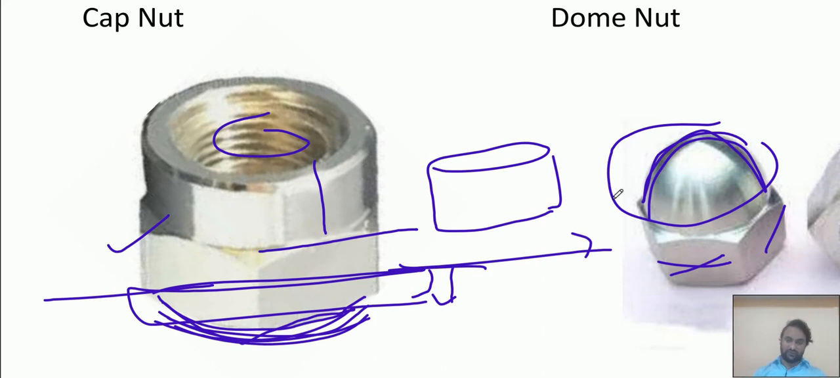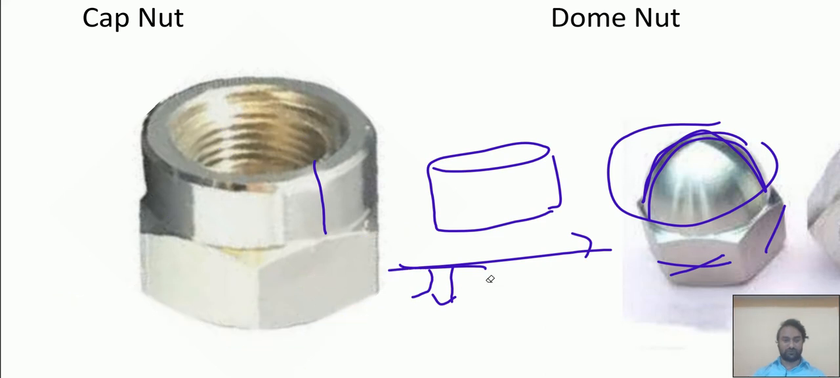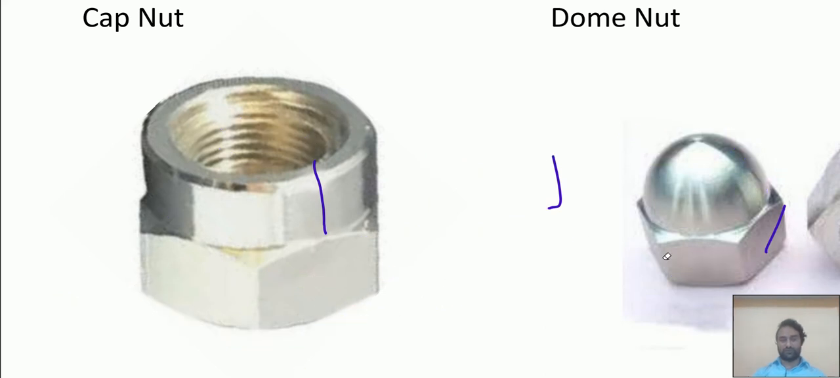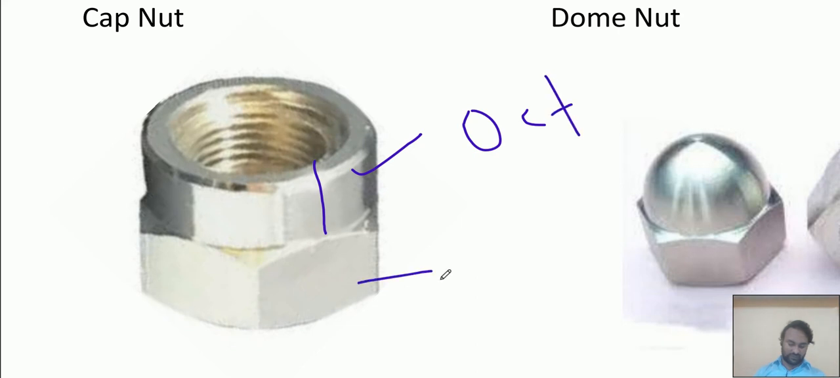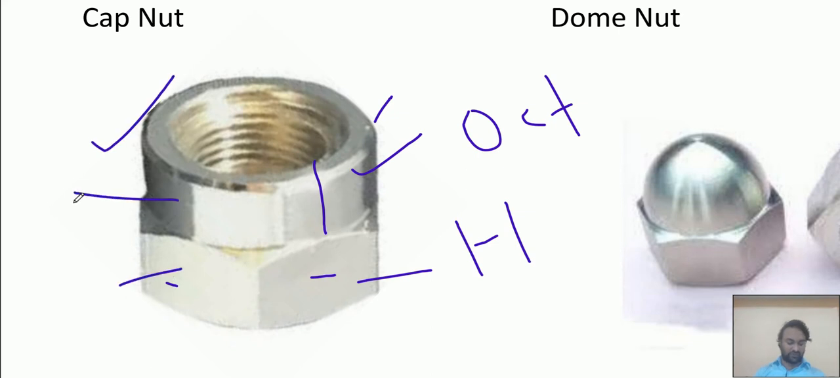Now, one more thing I would like to show you. This one, the top part of the nut, is having the octagonal section, and here this one is having hexagonal. So it has six faces, it has eight faces. So either we can use this one, or this one can be used to open or close the nut.